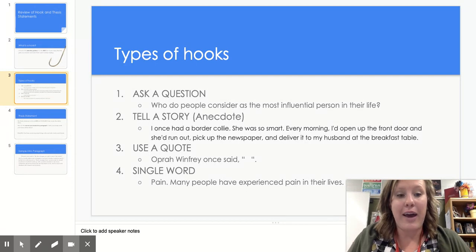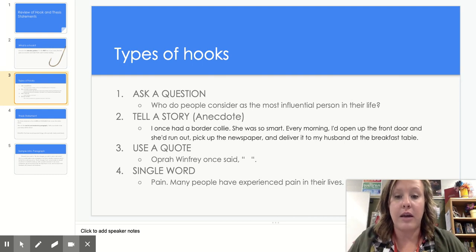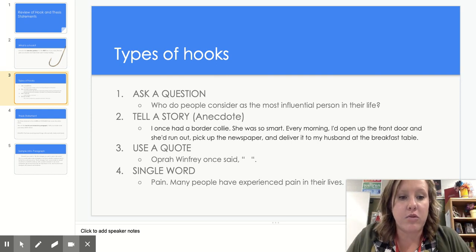So say Oprah Winfrey said a quote about kindness that you wanted to include, you would say, Oprah Winfrey once said, comma, quotation mark, and that's where you'd put the quote. You just have to make sure that you cite who said the quote and you're not using it as your own.